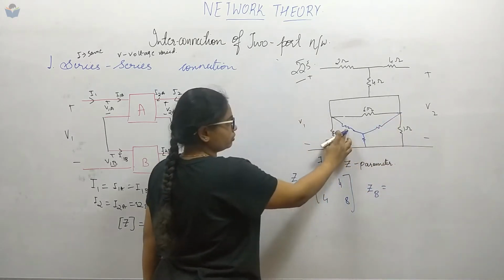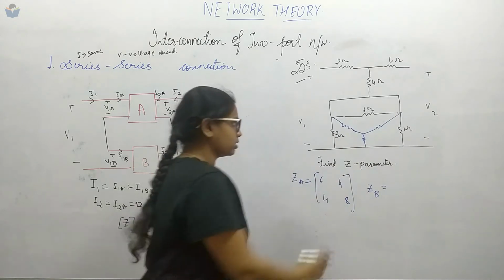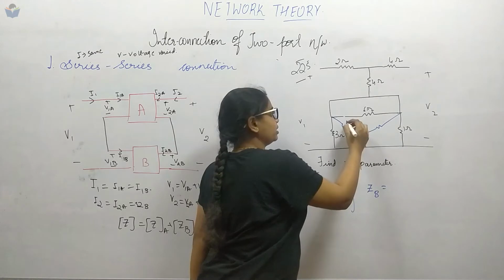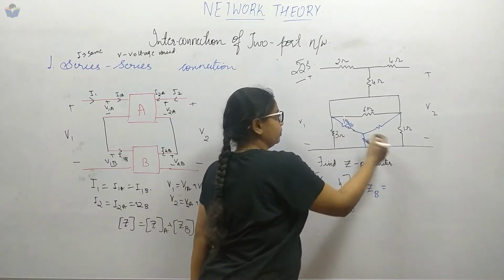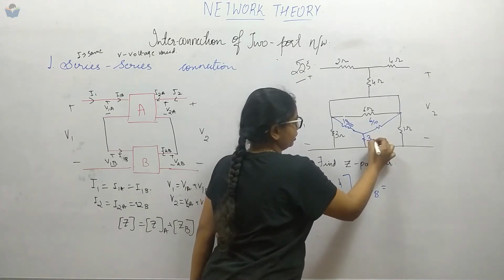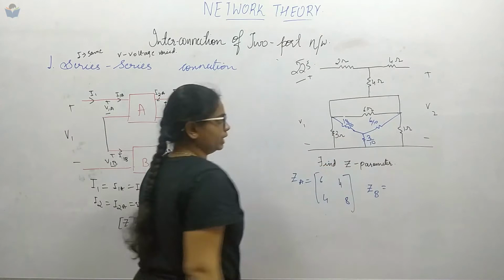To get the value of this one, I have to multiply these and divide by the sum of the resistances. 6 into 3 is 18. 6 plus 3 is 9, 9 plus 1 is 10. So this is 18 by 10. Similarly, this will be 6 by 10 and this will be 3 by 10 ohms, right? So this is also converted to a T network.